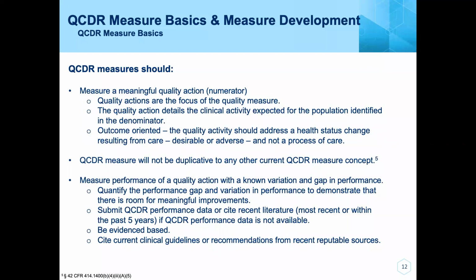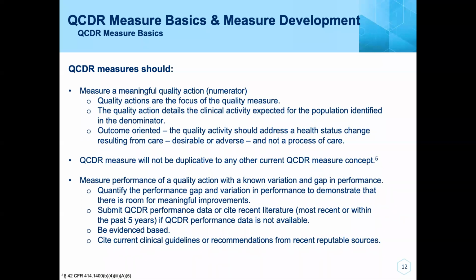First, we'll cover a few of the basics that CMS takes into account when reviewing QCDR measures for use in MIPS. QCDR measures should have a meaningful quality action, which is the numerator. The quality actions are the focus of the quality measure because that is what details the expected clinical activity for the designated population that is identified in the denominator. Ideally, the quality action should be outcome-oriented and address a health status change that results from the care provided, either desirable or adverse, and is not just a process of care.